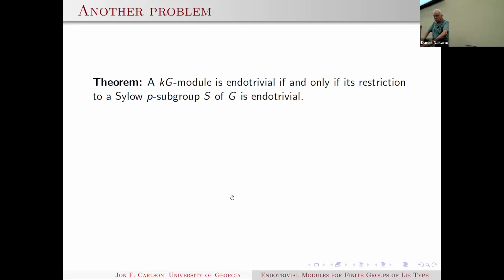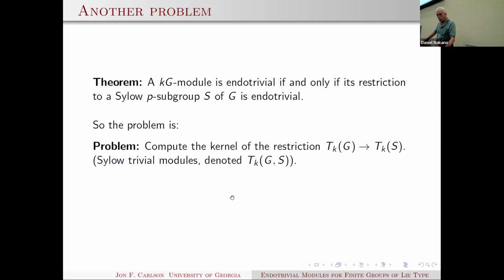A KG module is endotrivial if its restriction to a Sylow p-subgroup is endotrivial. That's a theorem. And so if we're looking for the torsion part, what you would want is the restriction to the Sylow subgroup to be a torsion module, which in most cases, as I say, means actually the trivial module. But here's the problem. So the question then really is, you want to compute the kernel of this restriction map from the group of endotrivial modules of G to the group of endotrivial modules for the Sylow subgroup.